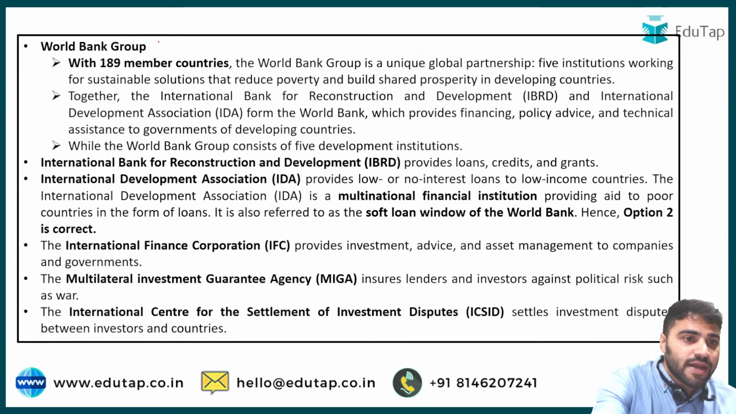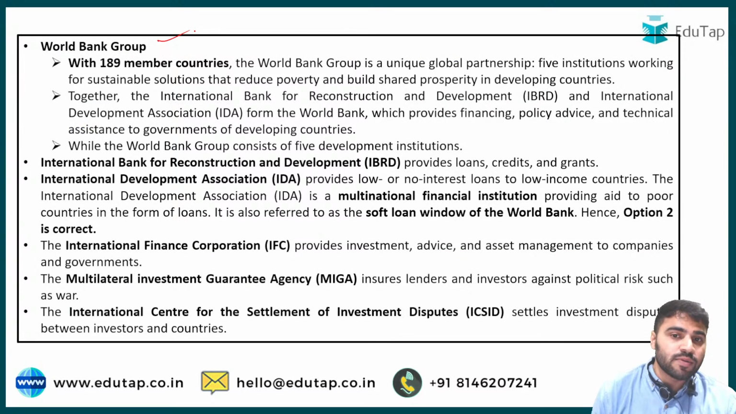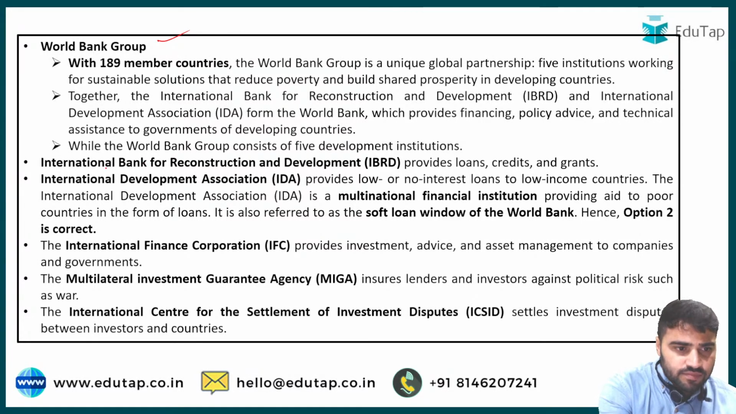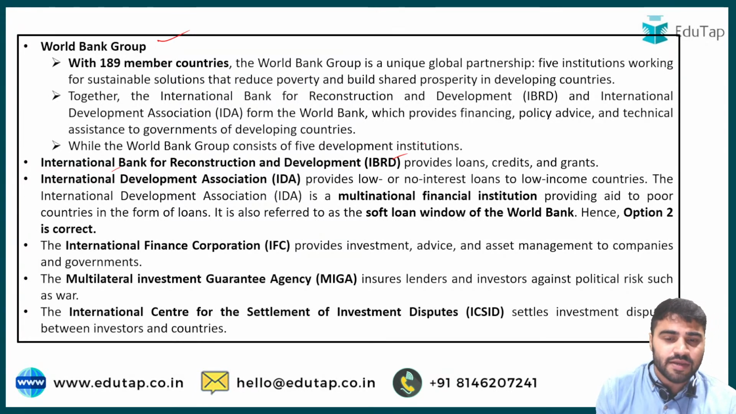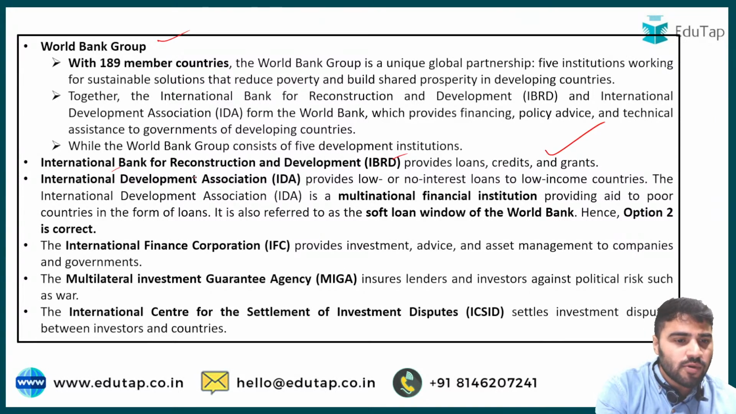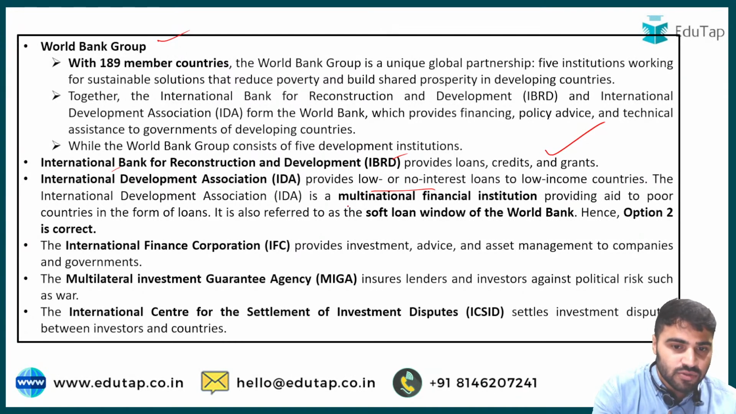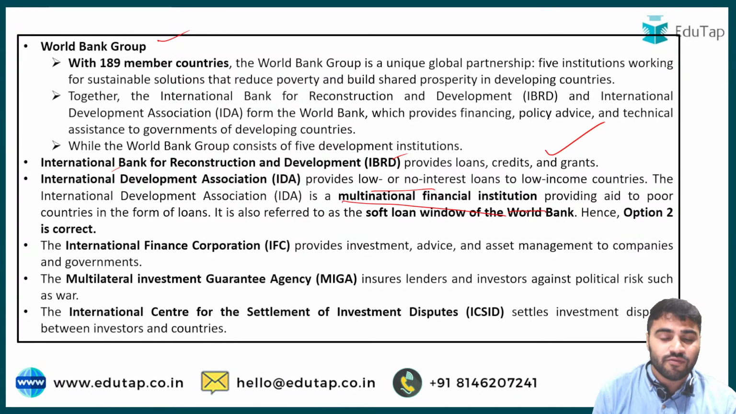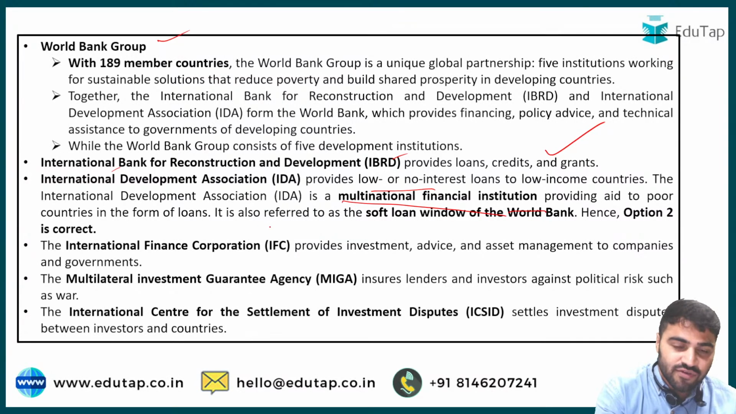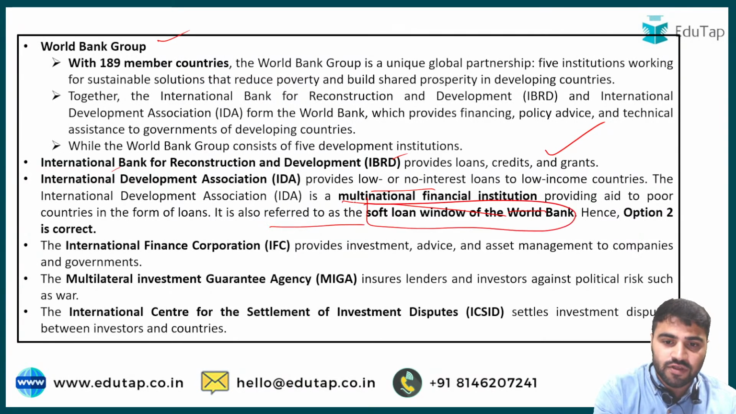So here you can see the World Bank Group with 189 member countries. The World Bank Group is a unique global partnership of five institutions working for sustainable solutions that reduce poverty and build shared prosperity in developing countries. If we talk about the branches that are part of the World Bank Group, the International Bank for Reconstruction and Development, that is IBRD, provides loans, credit and grants. IDA, the International Development Association, provides low or no interest loans to low income countries. It is a multinational finance institution providing aid to poor countries in the form of loans. Therefore it is also referred to as the soft loan window of the World Bank, right?